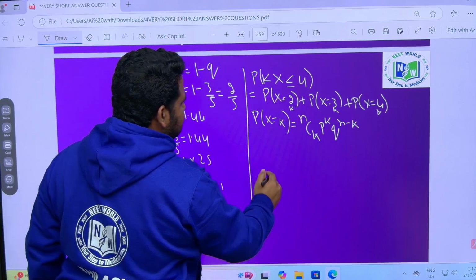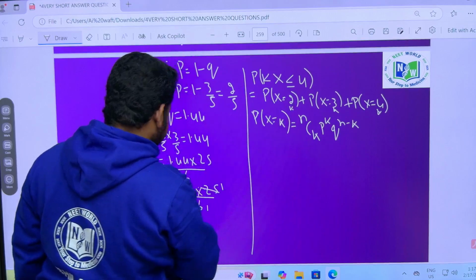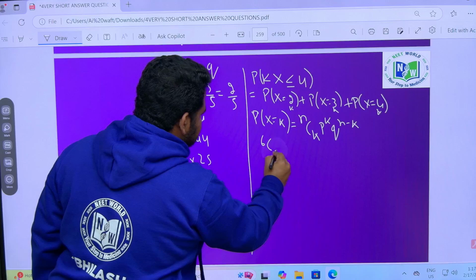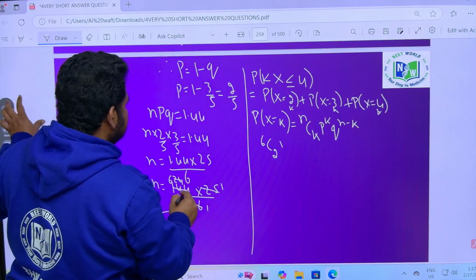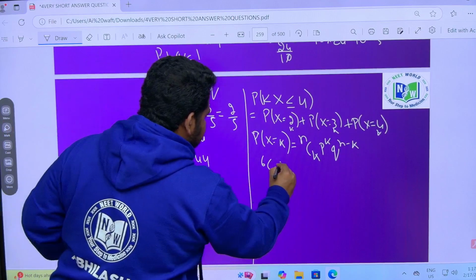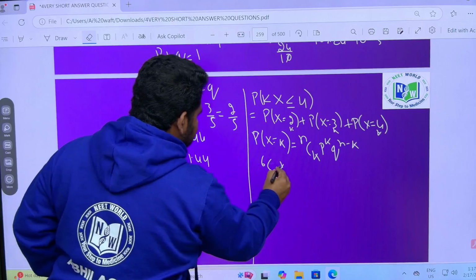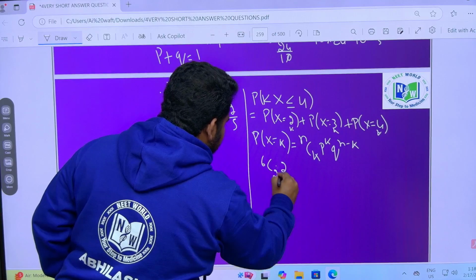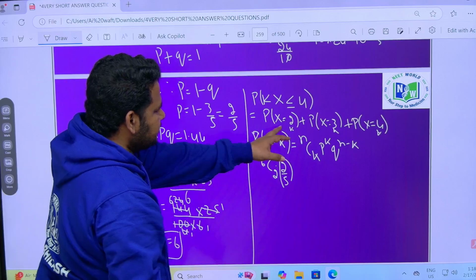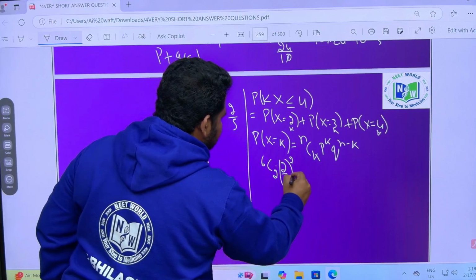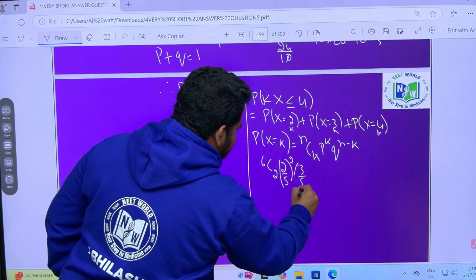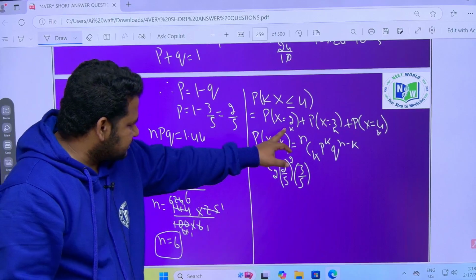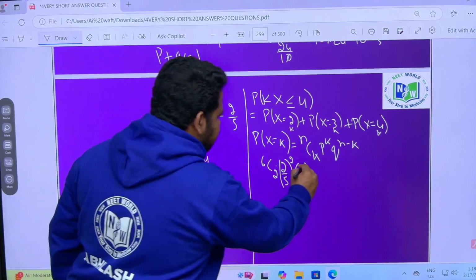For this one, P of x equal to 2 will become, n value we got as 6, so 6C2, k is 2, p to the power of k. What is the value of p we got? We got p as 2 by 5, so into 2 by 5 to the power of k, k value is 2, and q value is 3 by 5. Now n minus k means n is 6 minus k is 2, 6 minus 2 is 4, directly we will write it as 4.